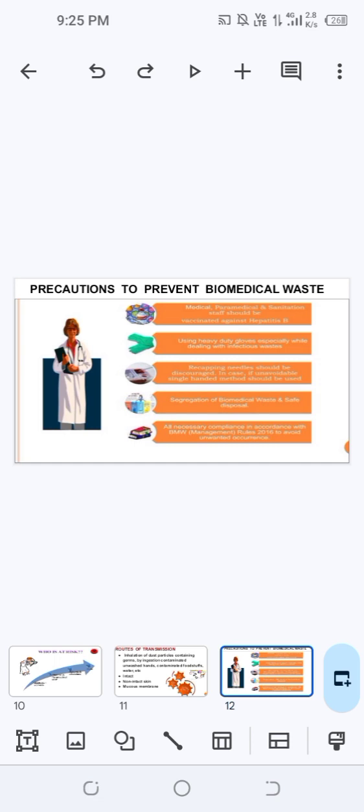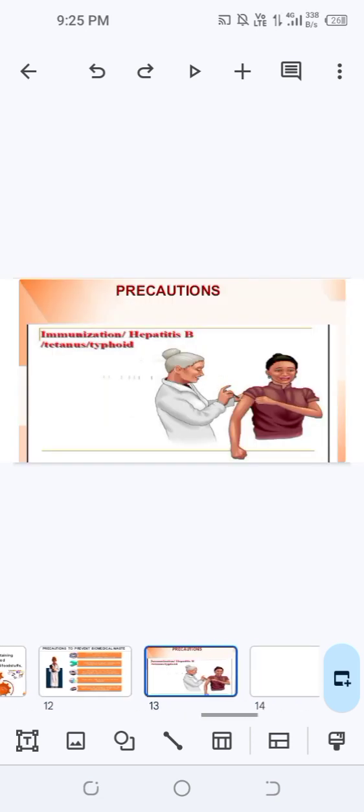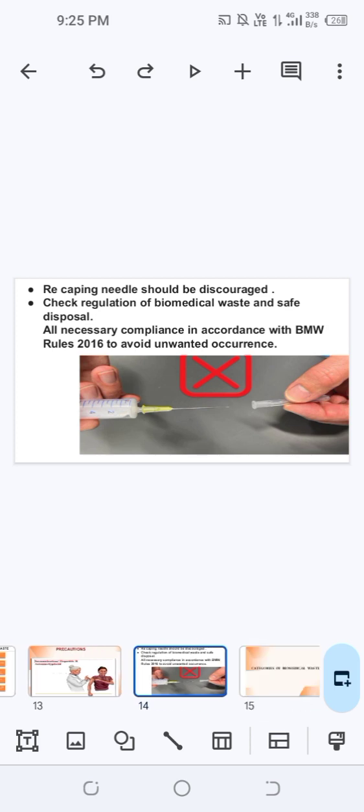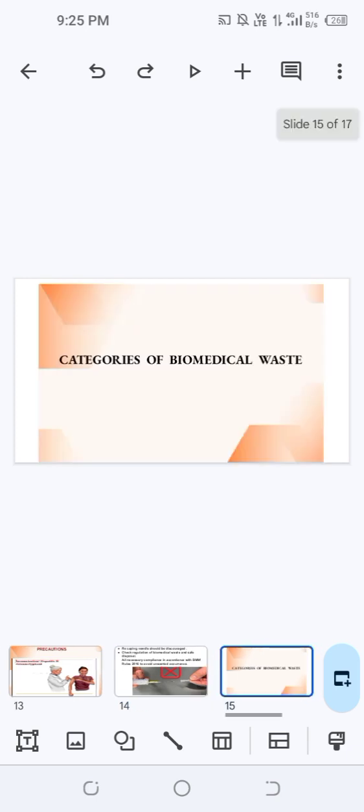Special measures are to be taken in the case of patients who are a high source of communicable disease. We can use gloves as personal protective equipment, then gowns, goggles, shoe covers, etc. Then we shouldn't recap the needle, and we need to check the biomedical waste so that we can dispose of it properly by following the 2016 rules.